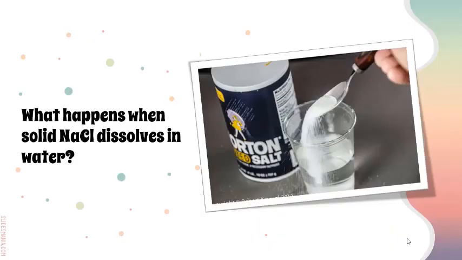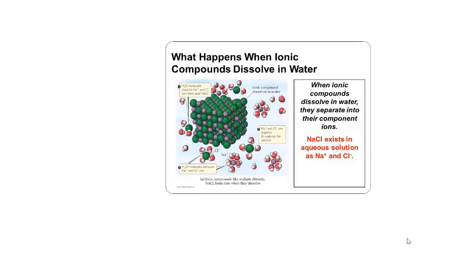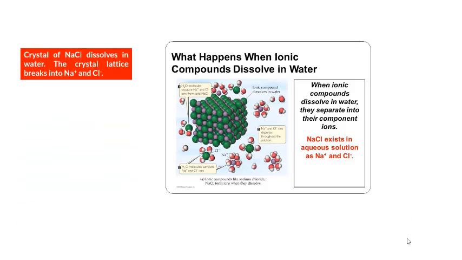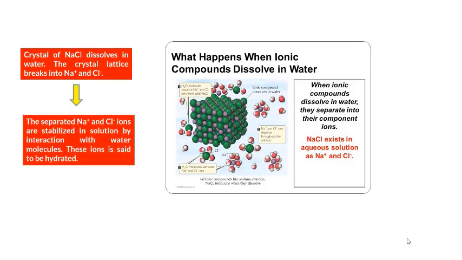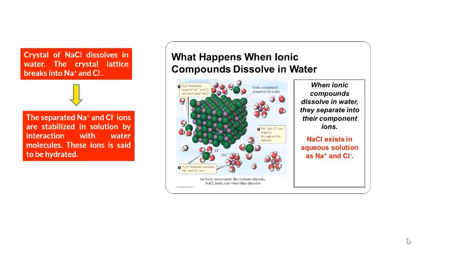What happens when solid sodium chloride dissolves in water? In solid sodium chloride, the sodium ions and chloride ions are held together by strong electrostatic forces. But when a small crystal of sodium chloride dissolves in water, the crystal lattice breaks into sodium ions and chloride ions. The separated sodium ions and chloride ions are stabilized in solution by interaction with water molecules. These ions are said to be hydrated.